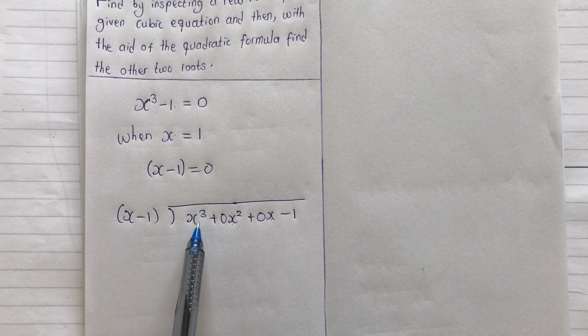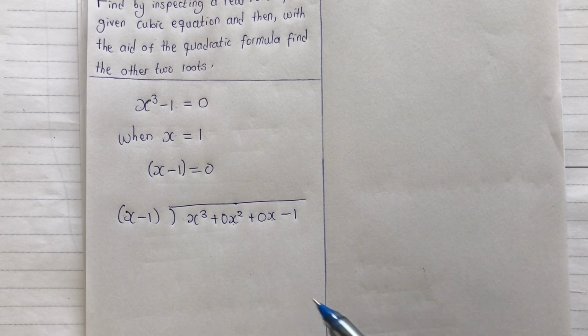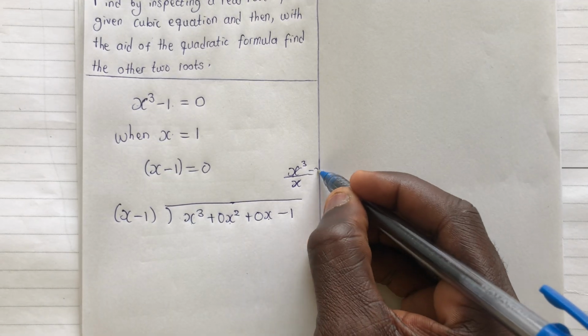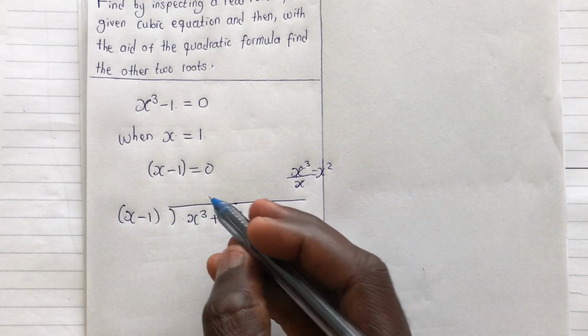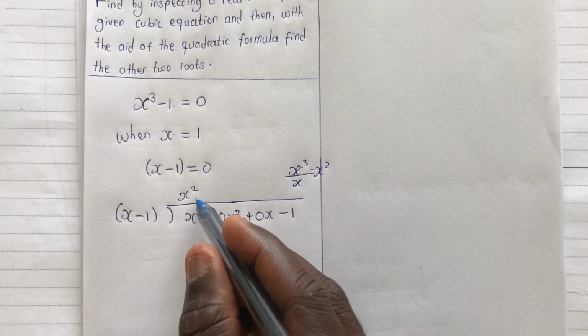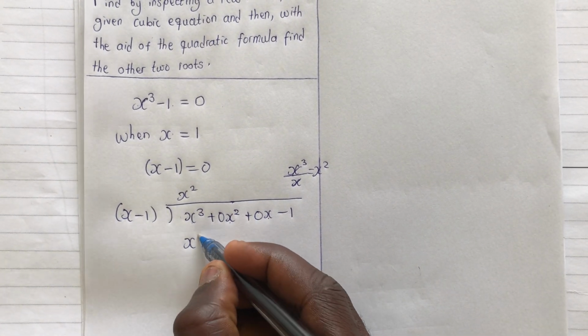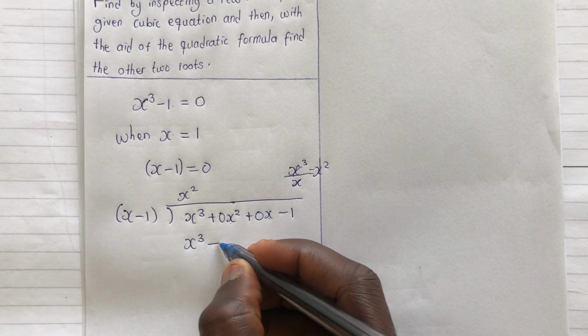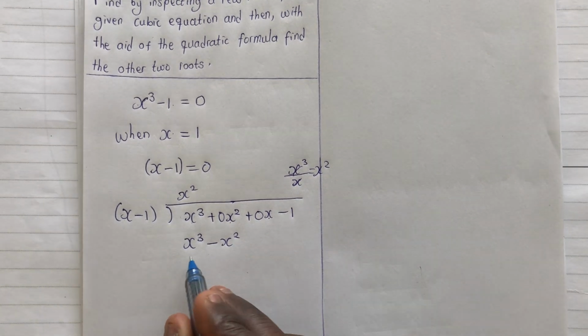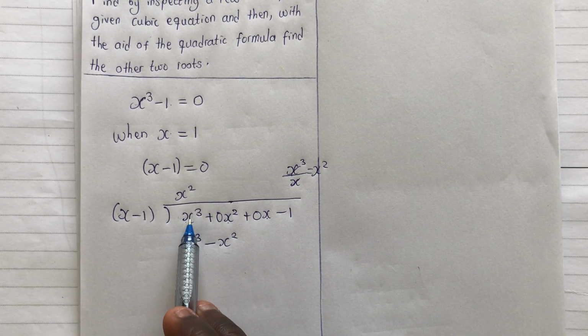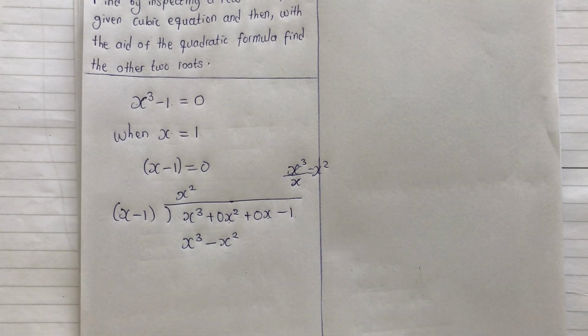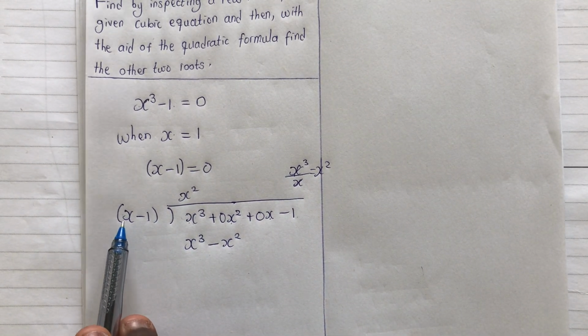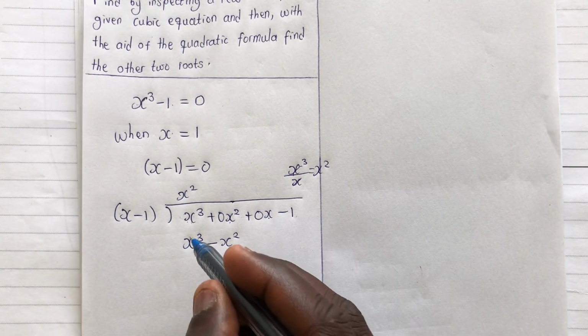So we have x cubed over x will give us x squared. We are getting x squared here. So now pick the x squared and write it here. X squared times this will give us what? X cubed. Use the same x squared to multiply the negative one. We have minus what? X squared. Now subtract this result from this. Everything we have here inside the box is called the dividend, and everything we have outside here is called the what? Divisor.